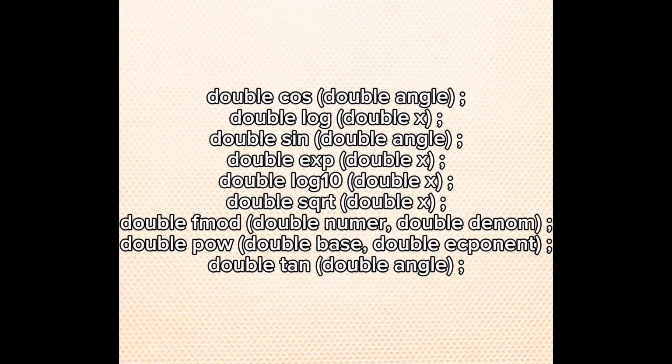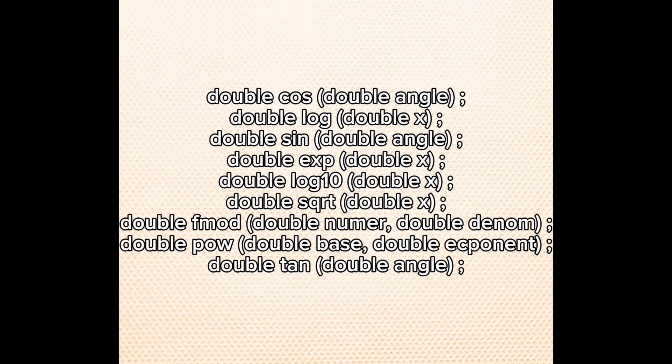So for the log, double x. The log function computes the natural logarithm of a number. It returns the natural logarithm base e of the given argument. For the sine, double angle. The sine function calculates the sine of an angle given in radians. It returns the sine value of the input angle.